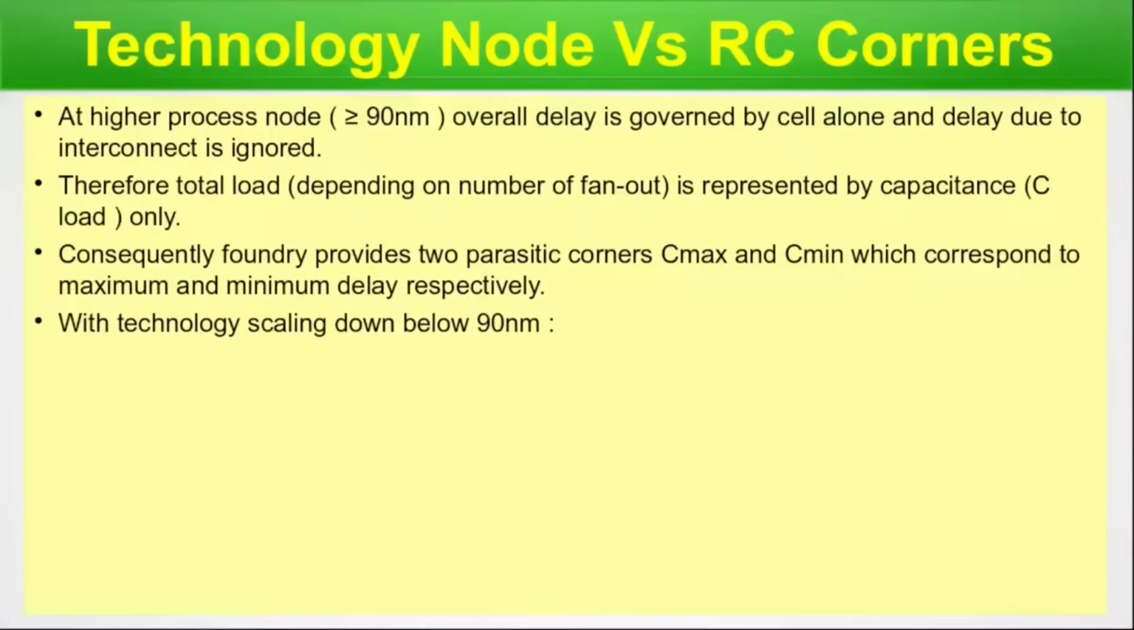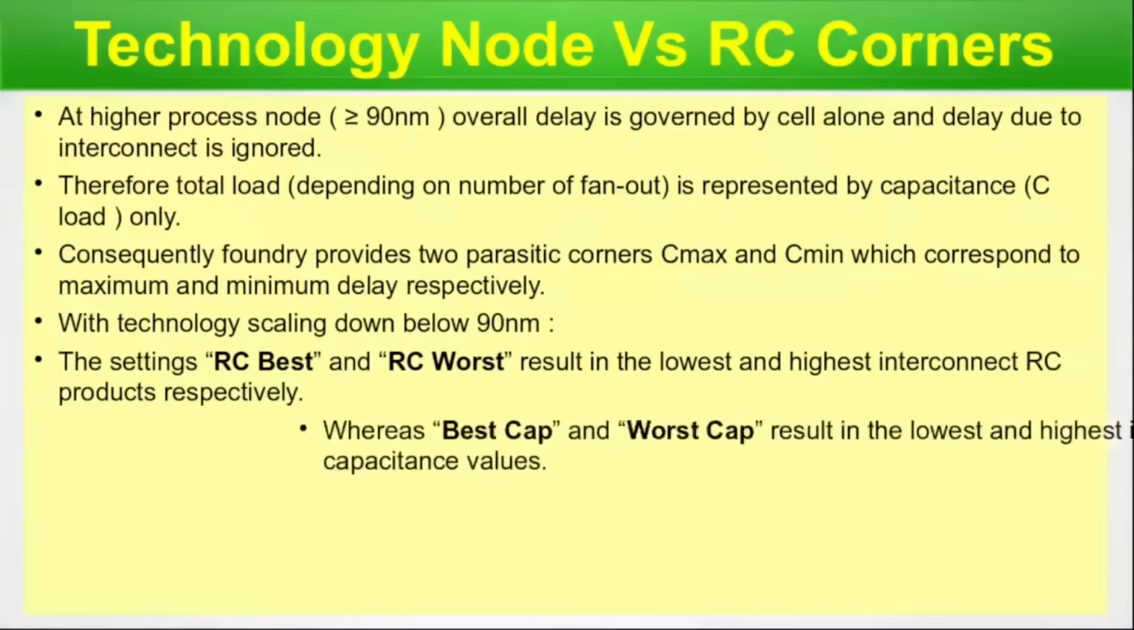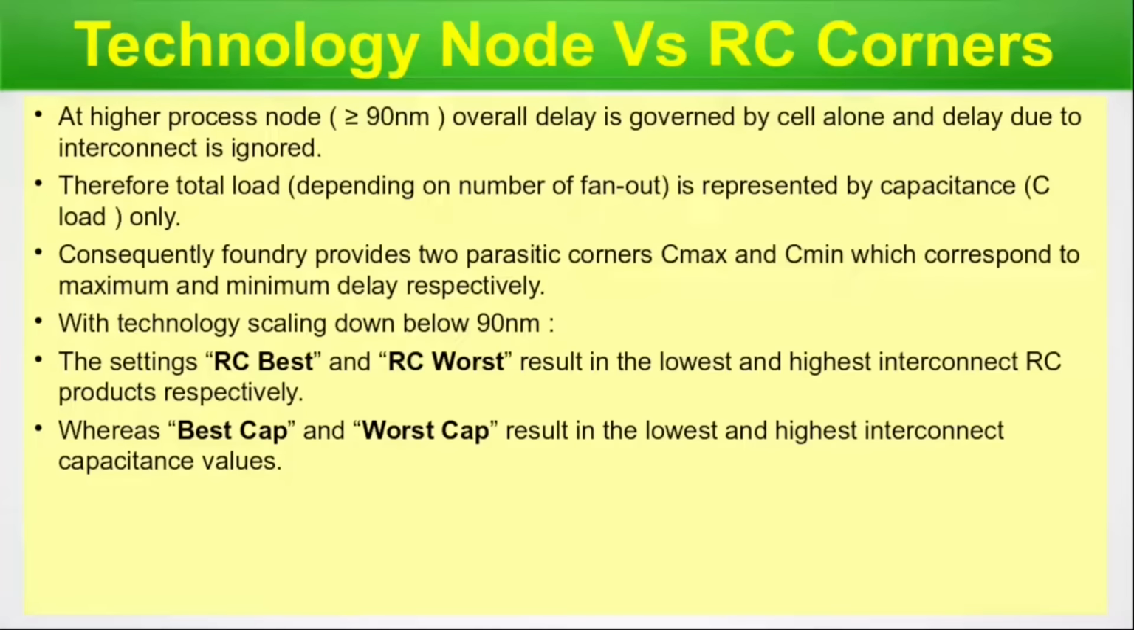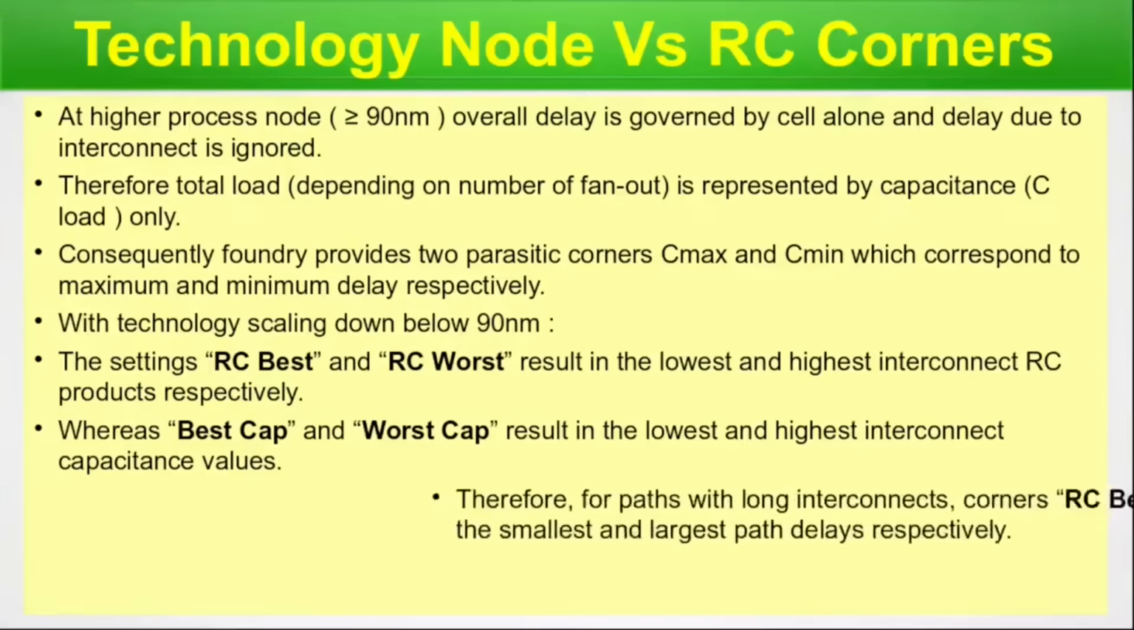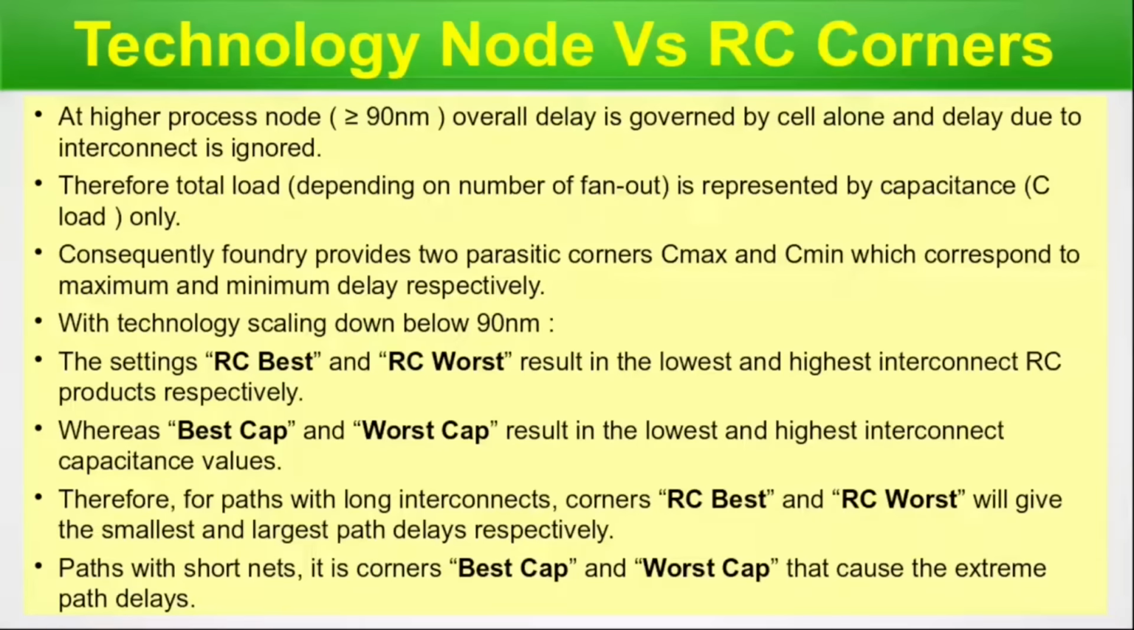Now, what happens below 90 nanometer when we scale down? The settings RC best and RC worst result in the lowest and highest interconnect RC products respectively, whereas the best cap and worst cap result in the lowest and highest interconnect capacitance values. Therefore, for paths with long interconnects, corners RC best and RC worst will give the smallest and largest path delays respectively. It's very easy to understand. You can see from the product of R and C. For paths with short nets, it is corners best cap and worst cap that cause the extreme path delays. We are done with this particular slide. Let's move on.